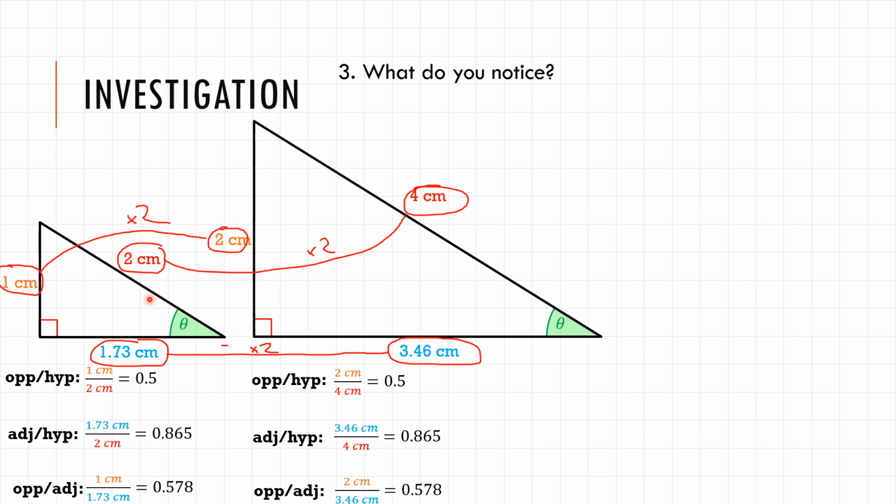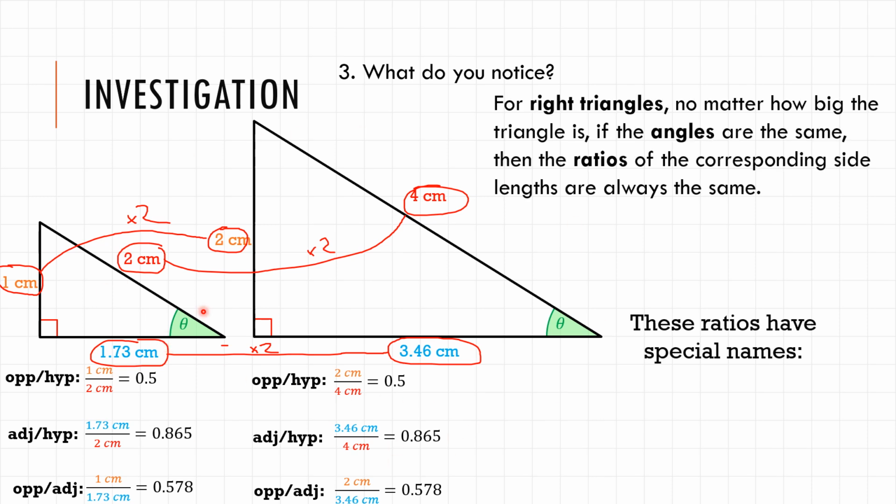Another thing that you might have noticed is that when I took the opposite side and divided it by the hypotenuse, I got 0.5 in this triangle and in this triangle. Even though this one was bigger, even though all the sides were bigger, when I divided the two sides, I ended up getting the same number. And that happened for the adjacent over hypotenuse and the opposite over the adjacent. And so one thing to take away from this investigation is that when you have right triangles, no matter how big the triangle is, if the angles are the same, then the ratios of the corresponding side lengths are always the same as well.